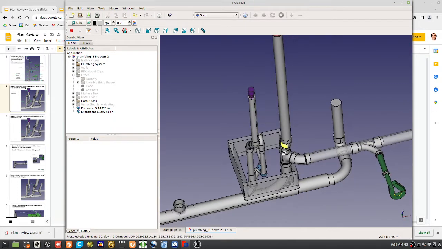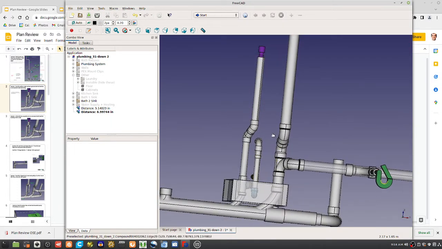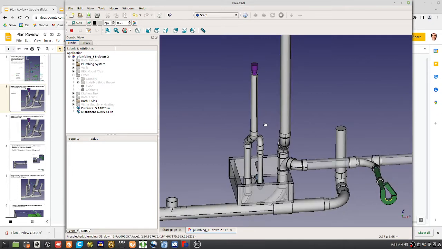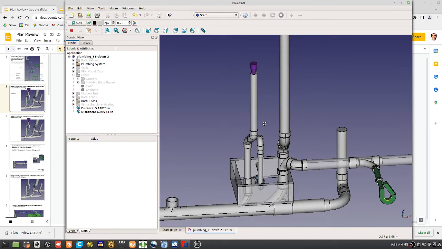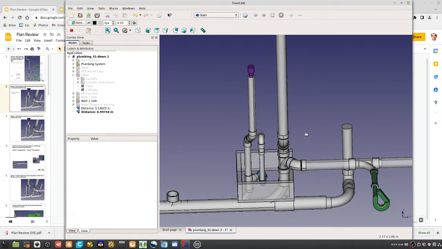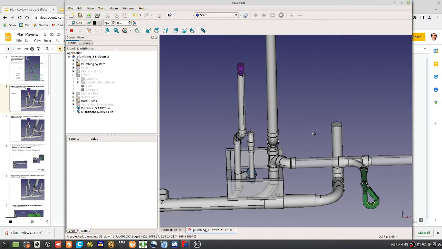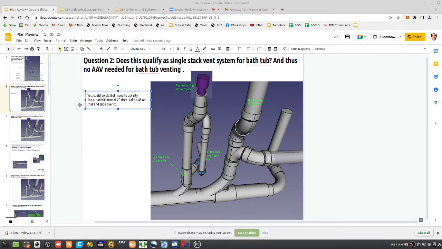And then that would take all the debate out of that. It's probably useful because we want to get through codes as soon as possible, right? Right. So the suggestion would be just to tie that in. Yeah, that's completely doable. But in an ideal condition, we would take off the air admittance valve and use the wet vent, right? Right.